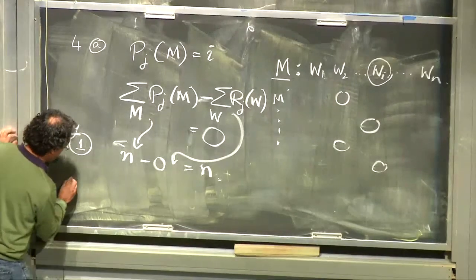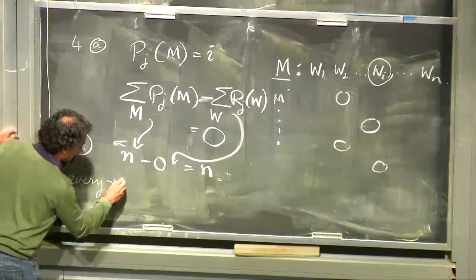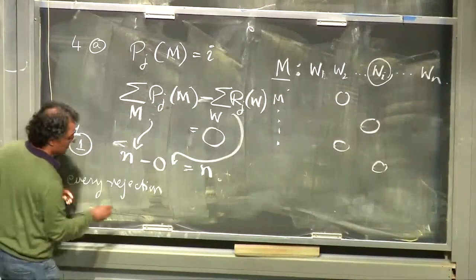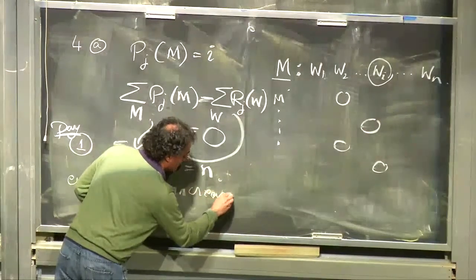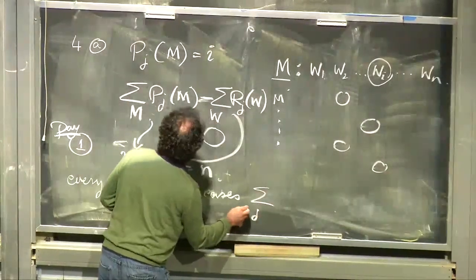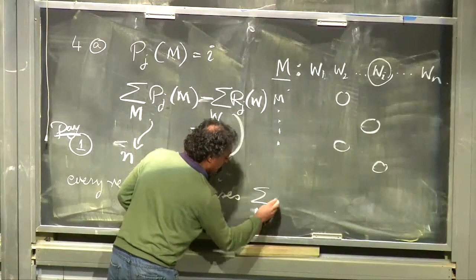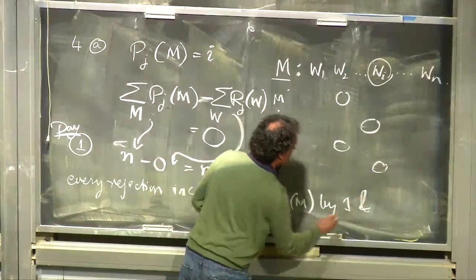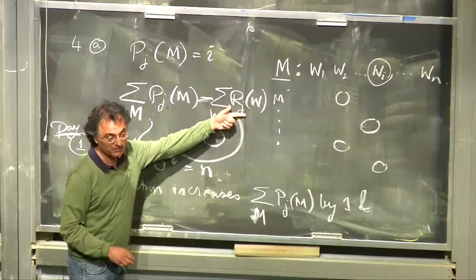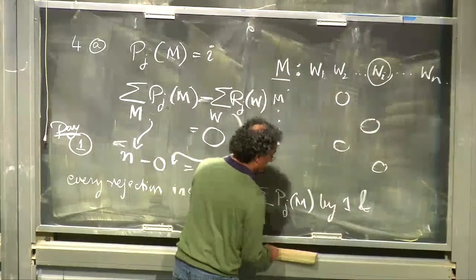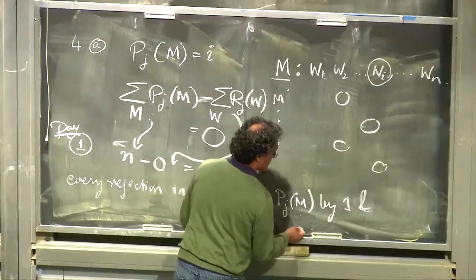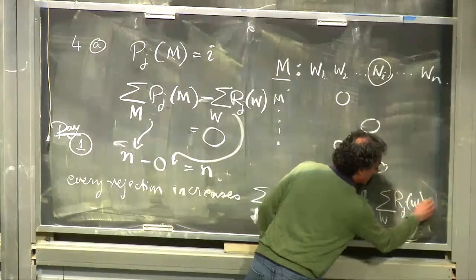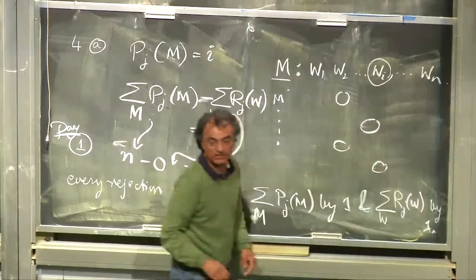Right? So the proof was: every rejection involves exactly one man, so it increases the summation over M of P sub j of M by 1, and it also increases this summation over W of R sub j of W by 1. Okay, that's it.